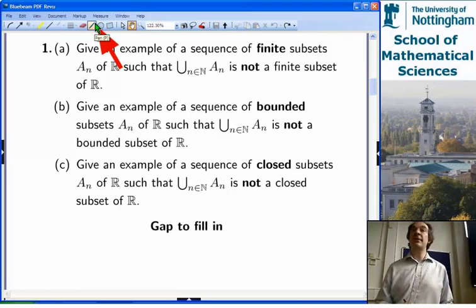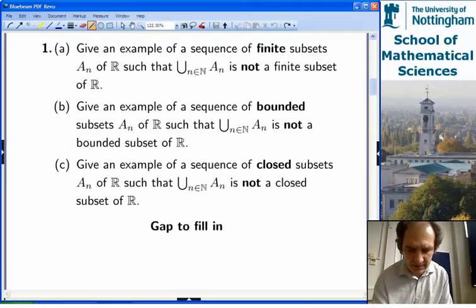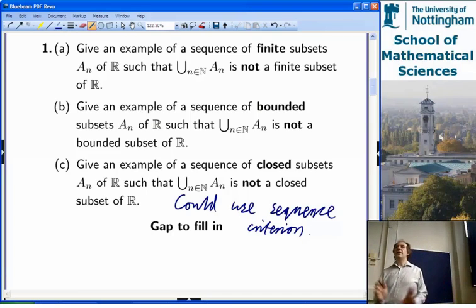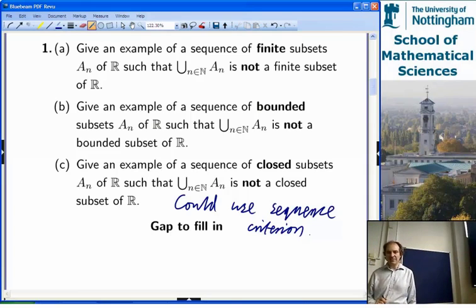You're allowed to use the sequence criterion. If you've figured out the sequence criterion, you could use it to show something isn't closed. All you have to do is find one sequence in the set that converges to something outside the set. So you could use the sequence criterion to help you to show that the final set is not closed. Whatever your final set is, you're going to find some sequence in it that converges to a point outside of it. And that will demonstrate that it's not a closed set. Okay, I'm going to let you think about all three of these, and I'm going to come round and see how you're getting on with it.